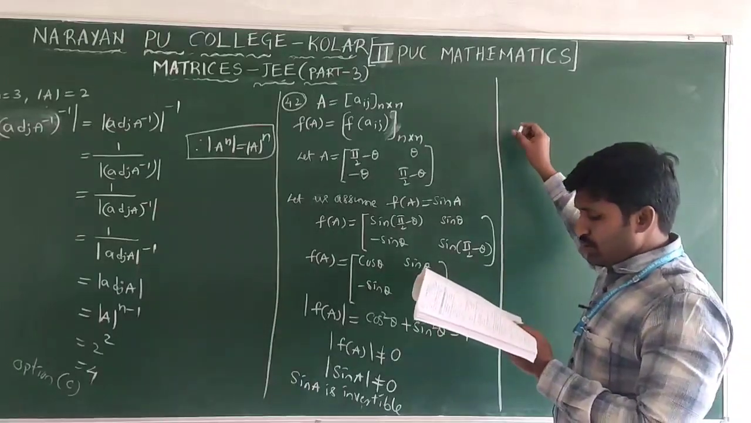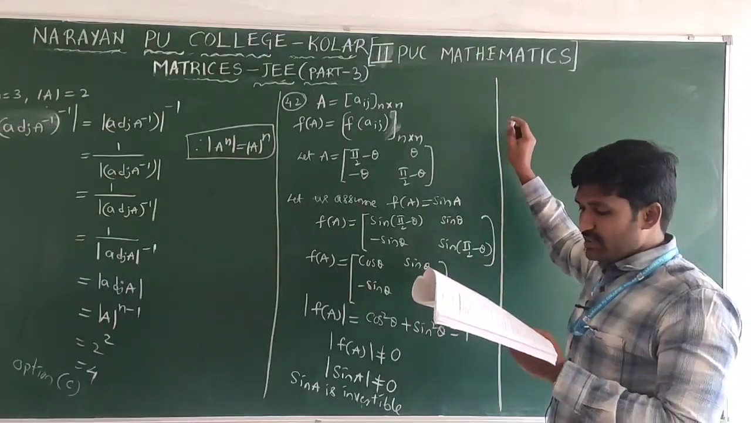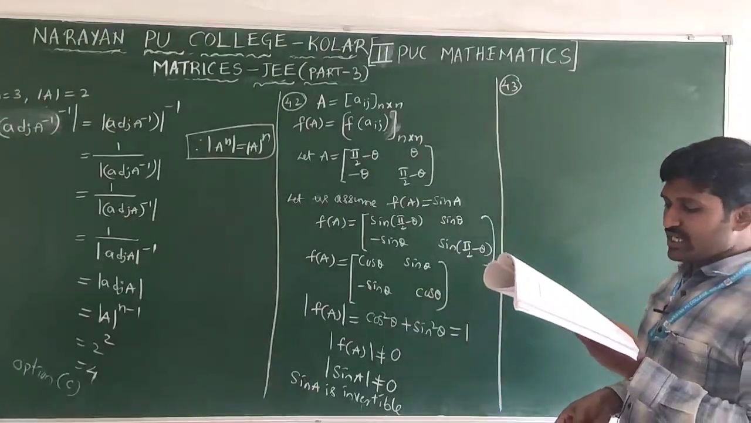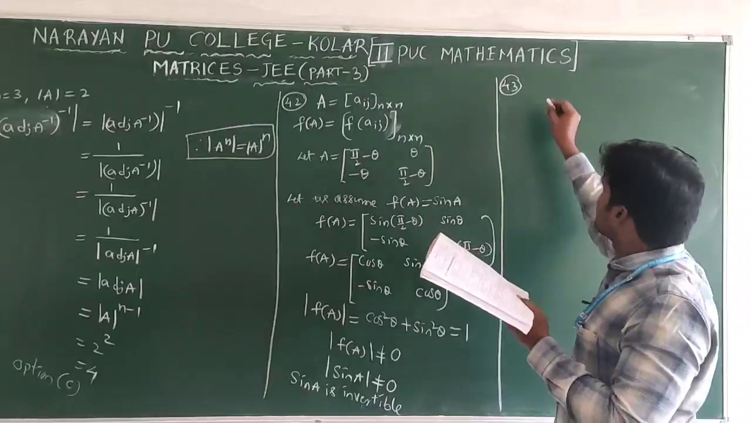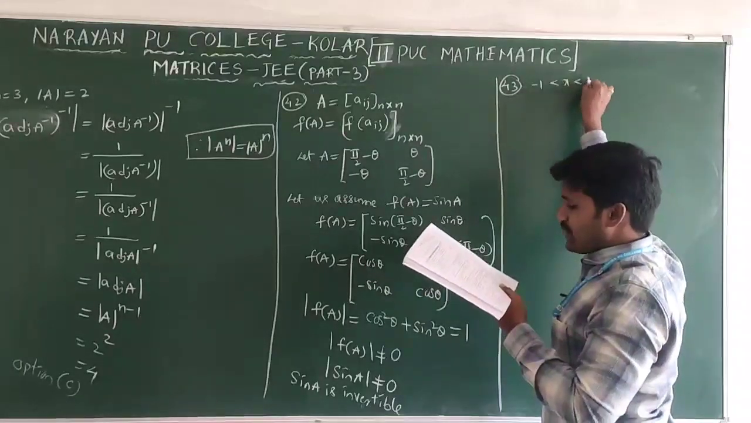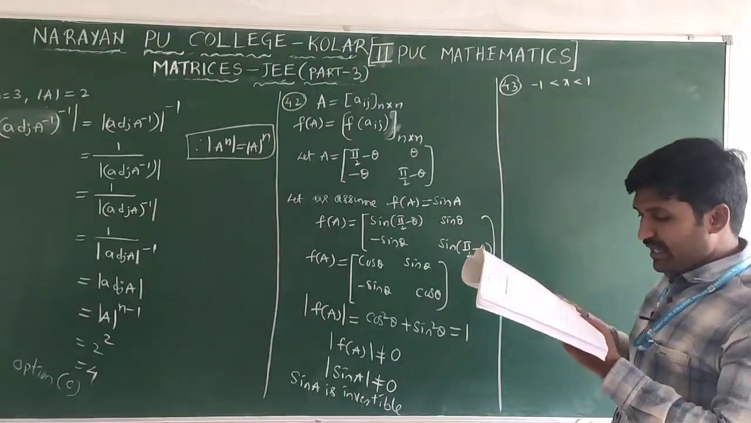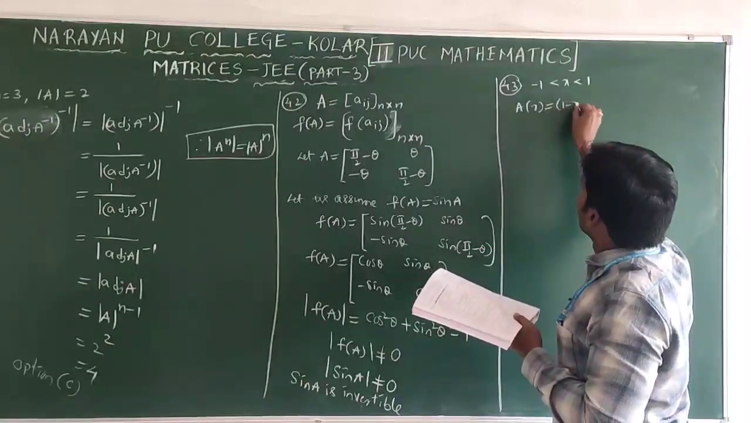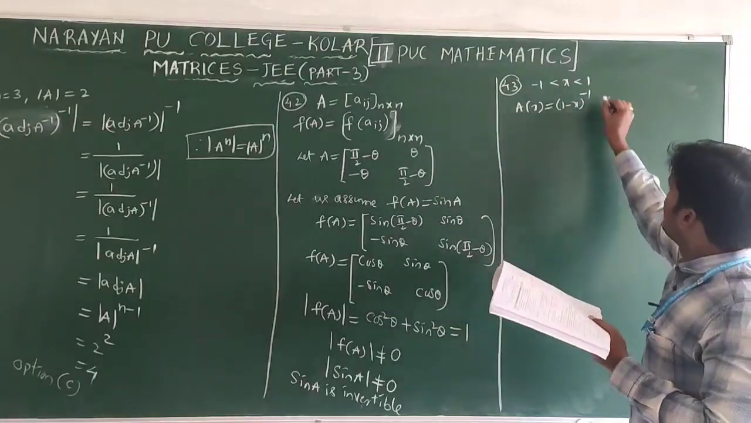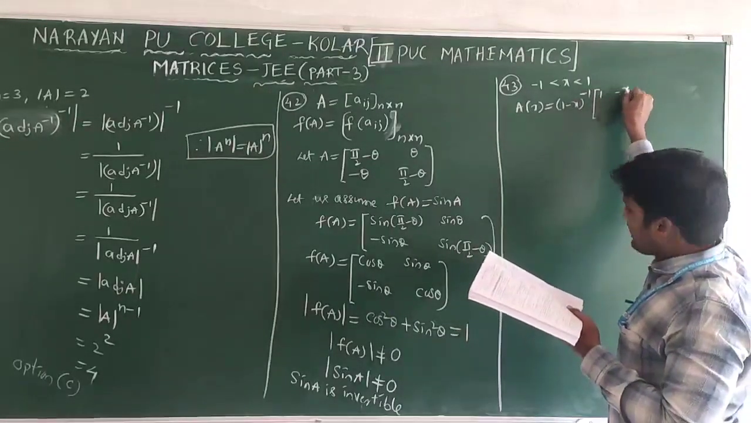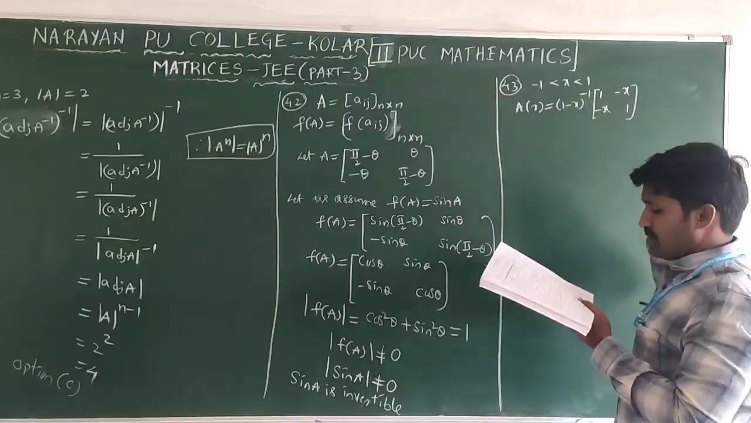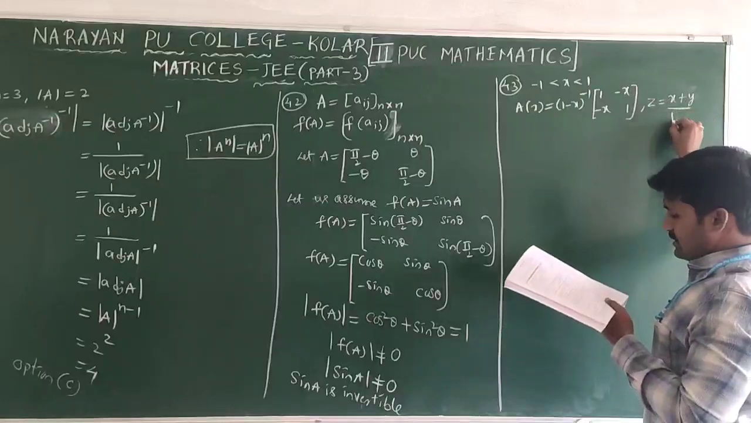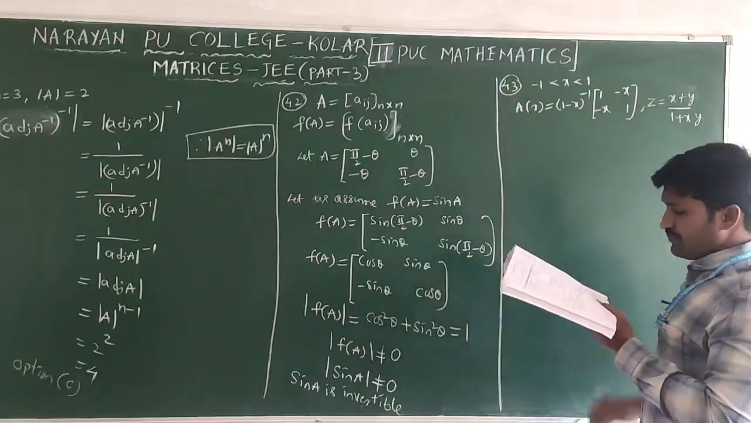Next, question number 43. Now question number 43: for each real x, minus 1 less than x less than 1, A of x be the matrix. They have given the A of x matrix like this: 1 by 1 minus x, the matrix 1 minus x, minus 1, 1. And they have given z also: x plus y by 1 plus xy.